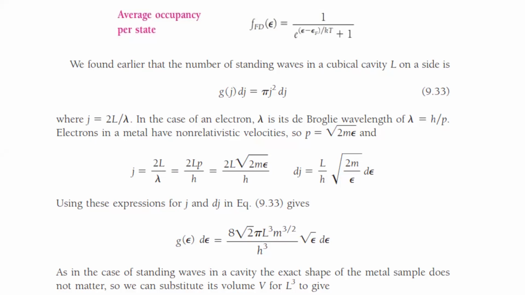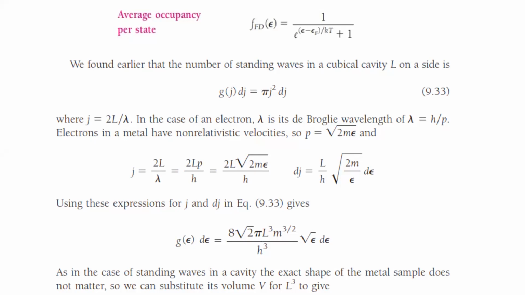What is this g(E) dE? This g, we have been using it as a degeneracy. What does g signify here? Let us look at its dependence. 8 root 2 is a number, pi is a number, h is a constant, L is a cubical length cavity that you have considered, and m is the mass of the electron, which is also very well known, and left is root over E dE. So what have we got? We have got the number of standing waves in a cavity having a wavelength lambda.